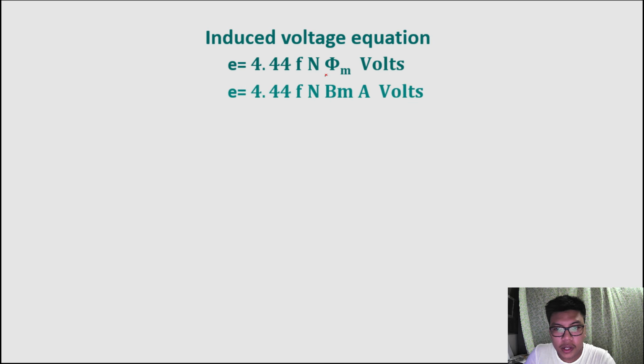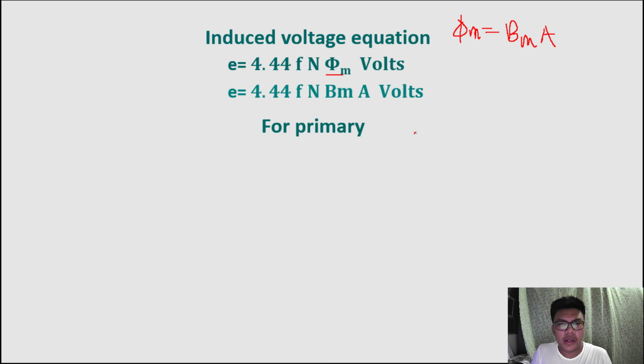So pwede rin natin siya i-represent. Kanina sabi natin P sub M is equal to B sub M, or the flux density, times area. So pwedeng ganun, no? So for primary circuit, dalawa kasi yan, di ba? Dalawang circuit. So for primary, ito papalitan mo lang.